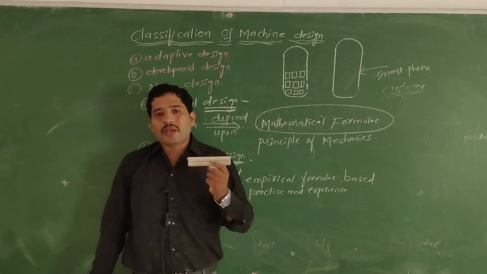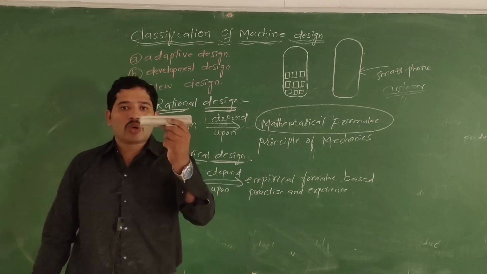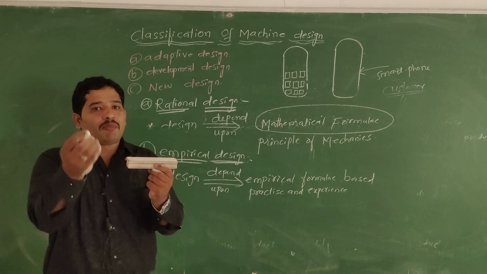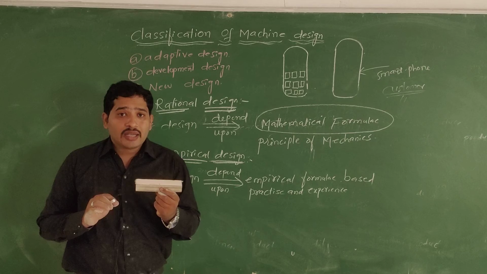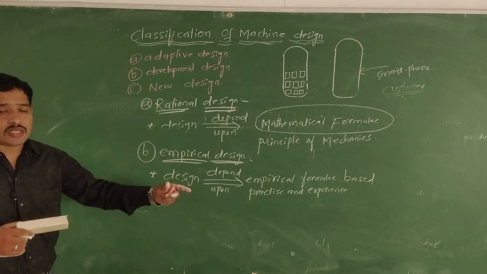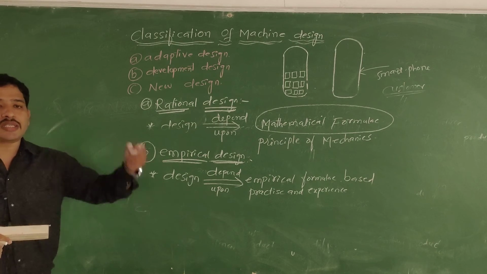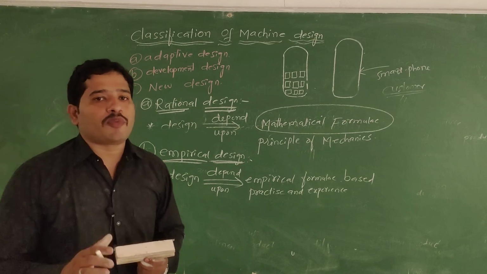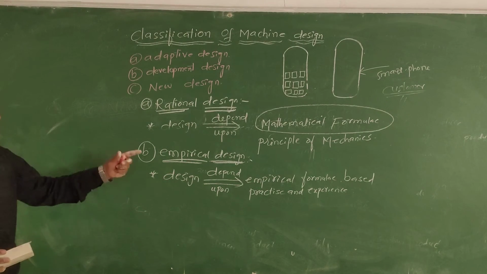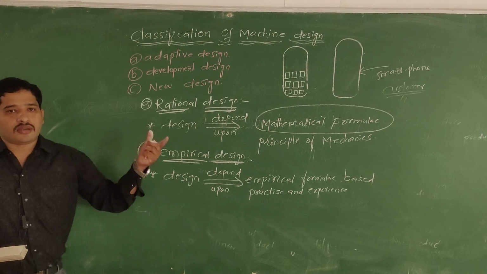But if you don't have the knowledge, practice and experience, you can't make the model, even given a time of 10 minutes. So this means that it totally depends upon practice and experience. If you have the practice and experience, then you can make any type of model. Is it right? Such types of designs we can call empirical design.